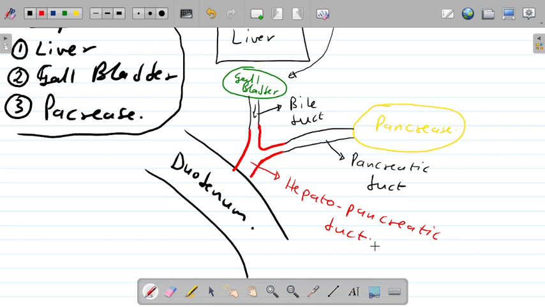Pancreatic juice. So it will have what we call pancreatic juice.